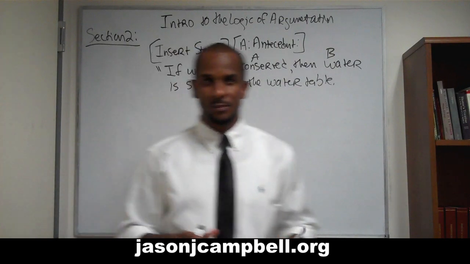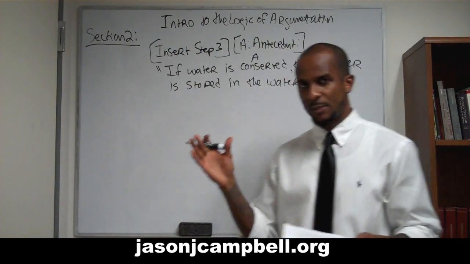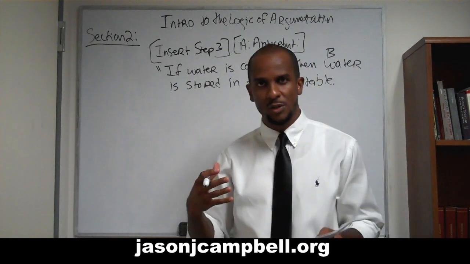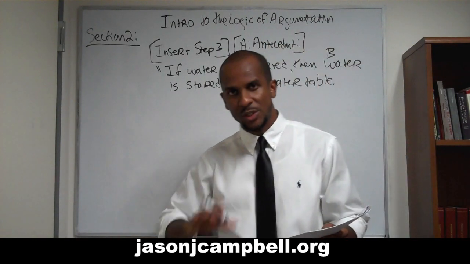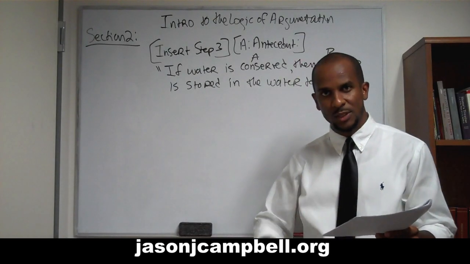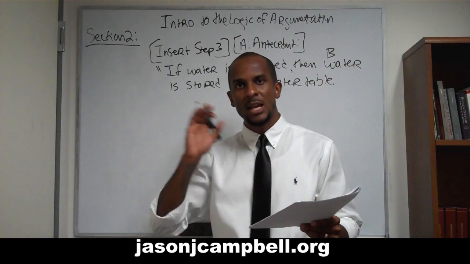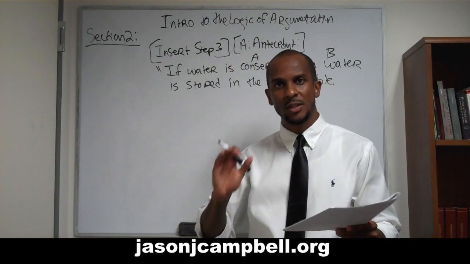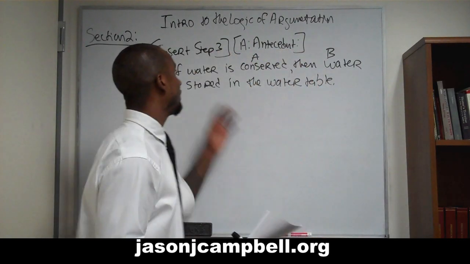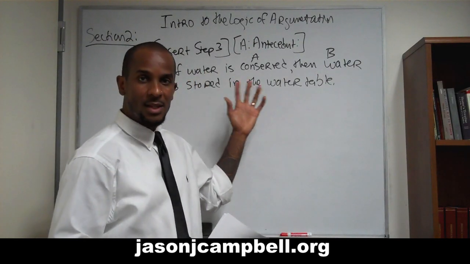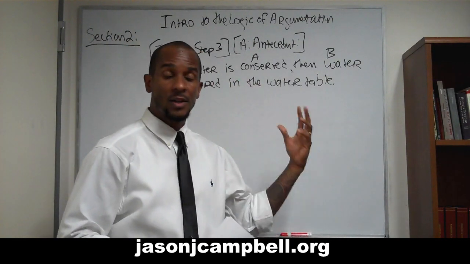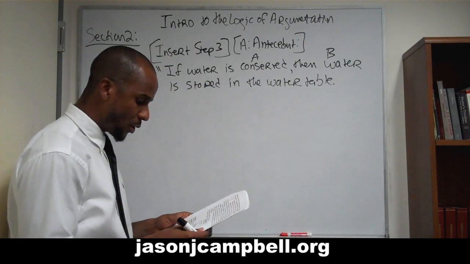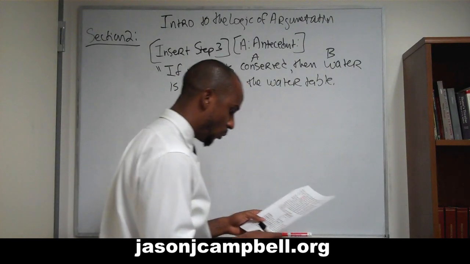We remember modus tollens. I said it before. I think parts are an easier way to remember it than maybe just the logic when you're first starting, right? It's affirmation, affirmation, denial, denial. If this happens, then this happens. Affirmation, affirmation, 2 parts. Denial, denial. This doesn't happen, this doesn't happen. Our consequence doesn't happen, our antecedent doesn't happen, right? So if water is conserved, then water is stored in the water table.